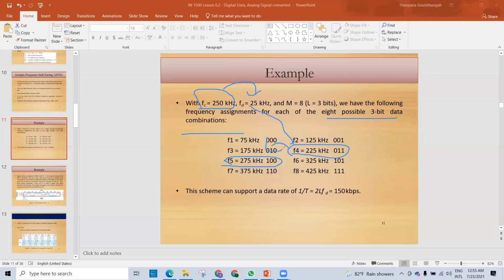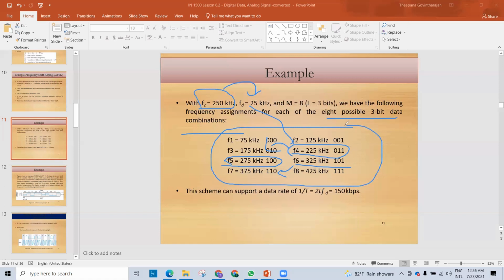So the next one should be 175 Hertz. Here the difference is 75 Hertz. So in the opposite amount also, 250 plus 75, 325. And here the difference between 275 and 325 is 50 Hertz. So the next one is represented by 375. Like that, we have found 8 different frequencies.